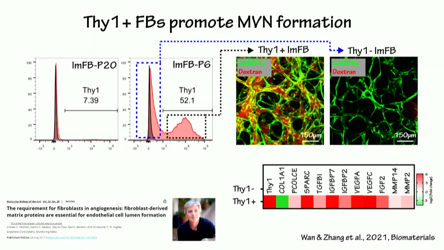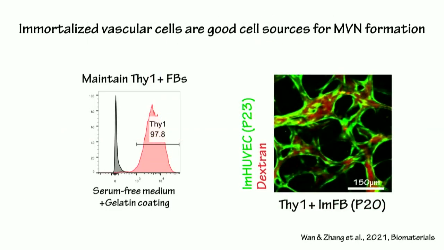But since the purpose is to establish an immortalized cell line that we can use, how can we maintain those CEL1 positive fibroblasts? After trying a few conditions, we found that using a serum-free media with a gelatin coating surface, we can actually maintain those CEL1 positive immortalized fibroblasts. And eventually we used those immortalized vascular cells over 20 passages. They are good for microvascular network formation. So this solved the cell sources problem.